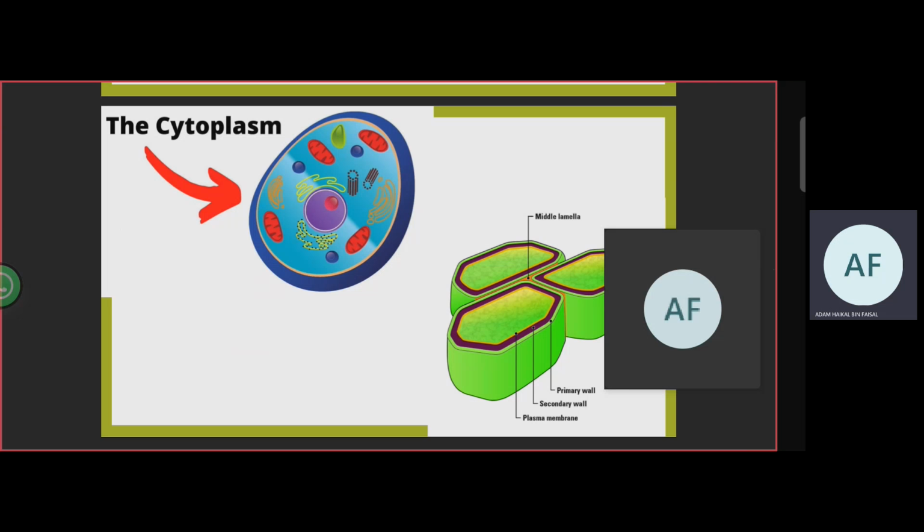And last but not least, the cell wall. It is a strong and rigid outer layer made from cellulose fiber, and is fully permeable. Its function is to maintain the shape of plant cells and provide mechanical support to plant cells.